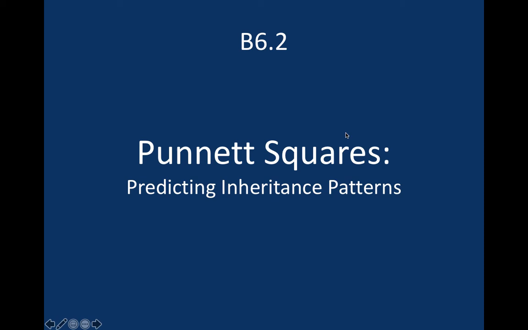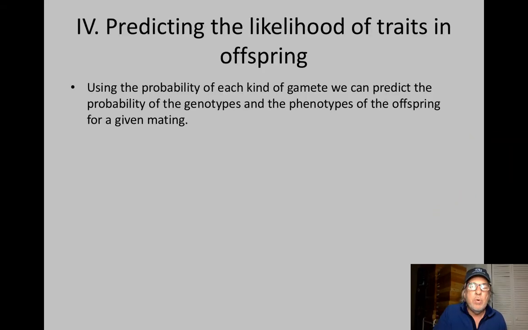Well, welcome back, everybody. Now that you know about how the genotype of the parent affects the traits carried by the gametes, we can start to look at how, if we know the genotypes of two parents, we can predict the types of offspring they will produce. So let's get started on that. We use the probability of each kind of gamete to predict the probability of the genotypes and the phenotypes of the offspring for a given mating.